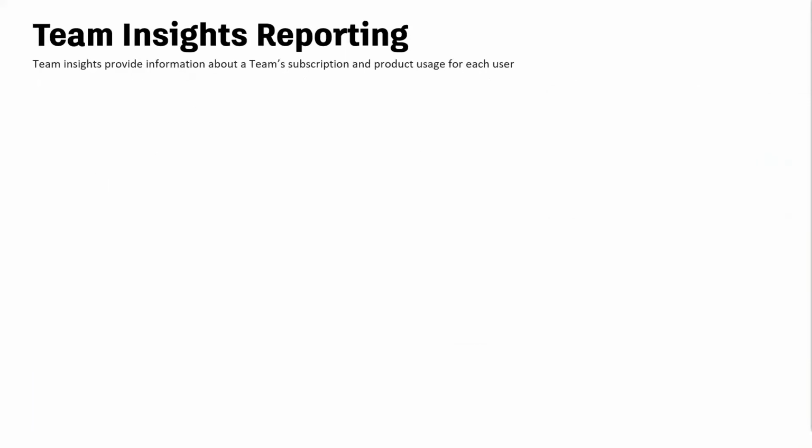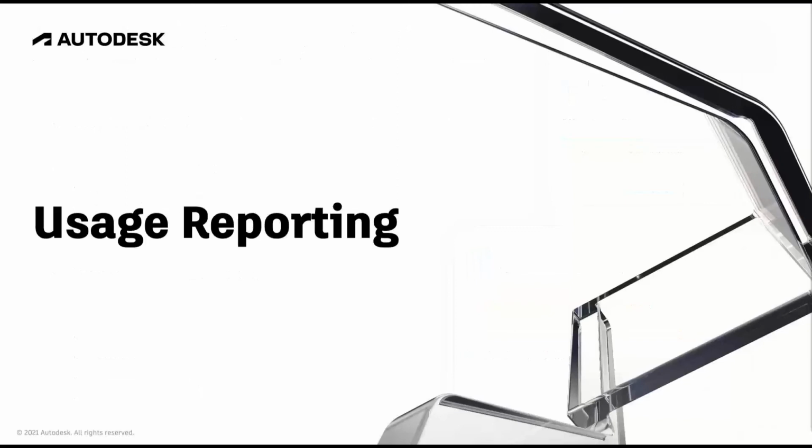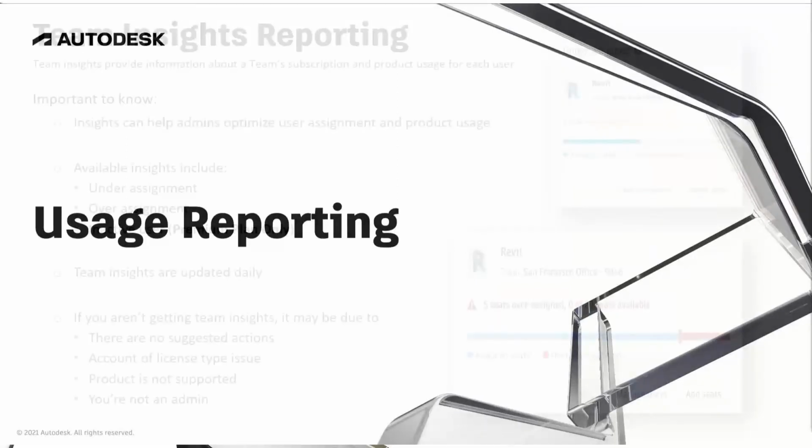So with Team Insights, you have the ability to see 3 product-related reports. You might see under assignment, over assignment, or inactive users. Under assignment will only appear for admins if they have subscriptions that are underutilized, meaning they have seats available to assign. Over assignment will appear when you have users assigned to products that have expired or have been moved to another team. You'll want to manage your users by unassigning them from that product or purchasing additional seats to accommodate your organization's needs.